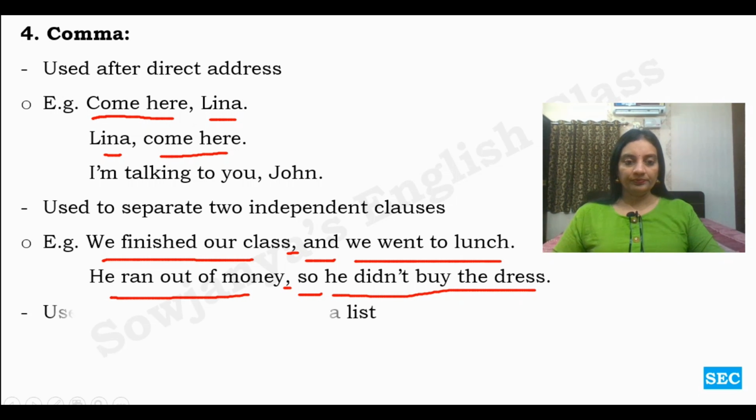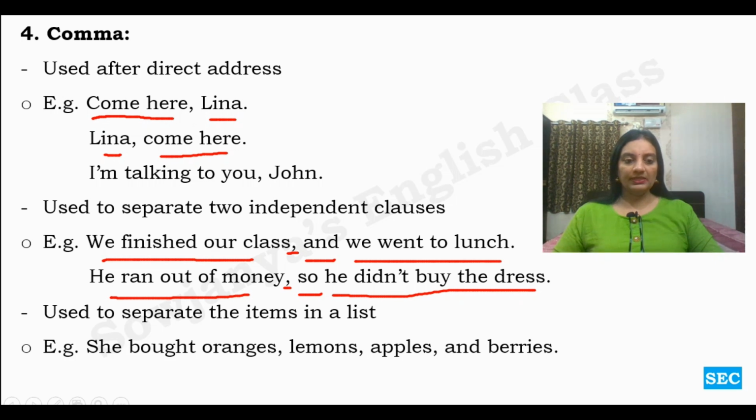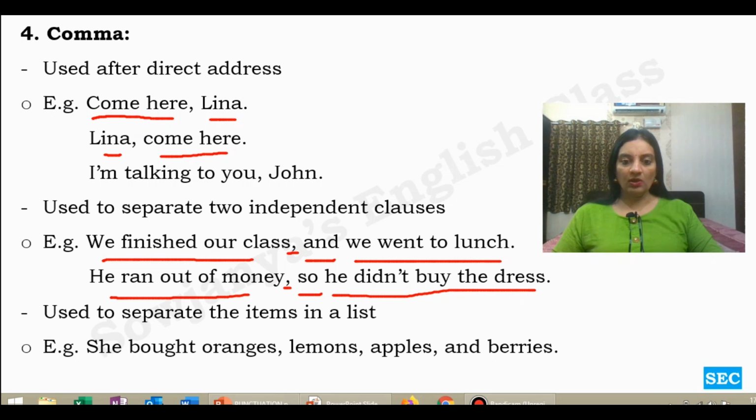and then it is used to separate the items in a list. This is the most frequent use. We all know this. For example, she bought oranges, lemons, apples, and berries. See, this comma is called an Oxford comma.